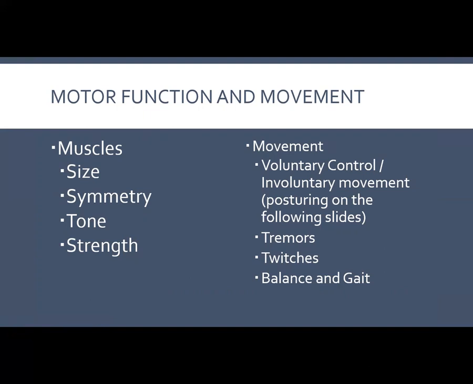So muscles, you're looking at the size, symmetry, tone, and strength. And a lot of this assessment is also very helpful post stroke or post neurological damage, because if they're not using these muscles, they can decrease in size. Movement, voluntary control, involuntary movement. So one of the things we're going to be talking about is posturing, which we'll see on the following slides. Do they have tremors? Do they have twitches? What does their balance and gait look like?